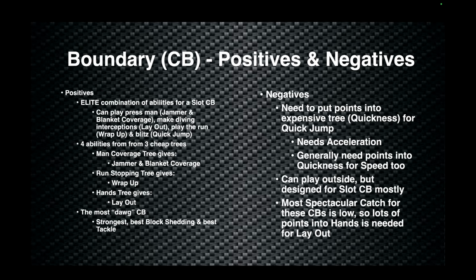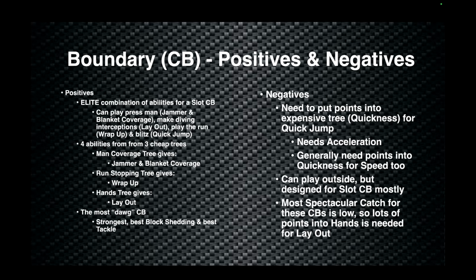It's so sick. Have you ever seen a corner with quick jump, blitzing off the edge, especially when it's like a slot corner? They come fast. They are awesome. They also have 4 abilities from 3 cheap trees. The man coverage tree gives you jammer and blanket coverage. The run stopping tree gives you wrap up. And then the hands tree gives you that layout for that spectacular catch.